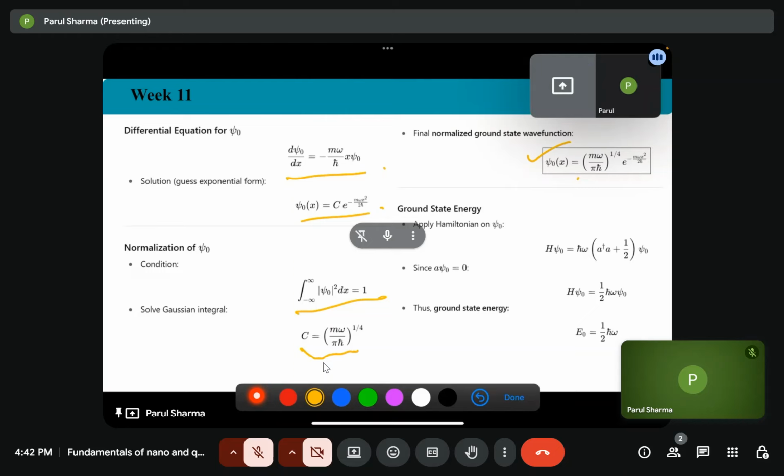Now, what is the ground state energy? When we apply the Hamiltonian on psi naught, we were getting h cross omega times (A dagger A plus 1 by 2). Since A psi naught is equal to 0, H psi naught is equal to half h cross omega psi naught. So E naught is equal to half h cross omega.